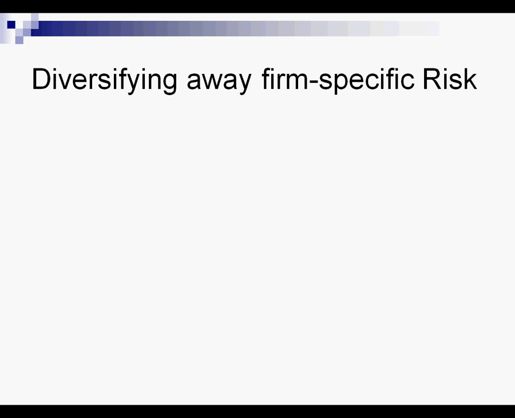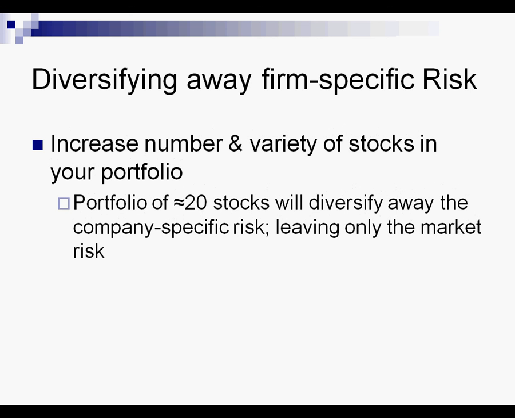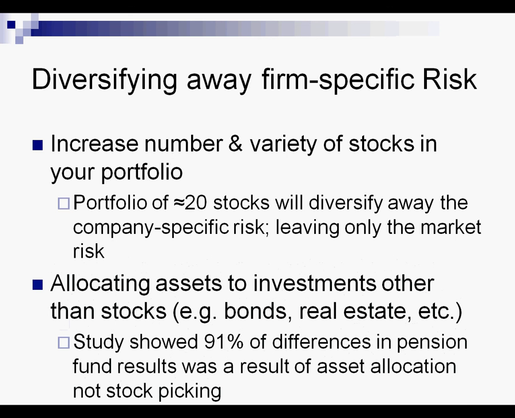You can diversify away firm-specific risk by increasing the number and variety of stocks in your portfolio, and a properly balanced portfolio of about 20 stocks can diversify away the entire company-specific or unique risk of each of the stocks, leaving only the market risk in place. You can also allocate your assets to investments other than stocks, such as bonds and real estate, and that will help you to also balance or mitigate your risk.